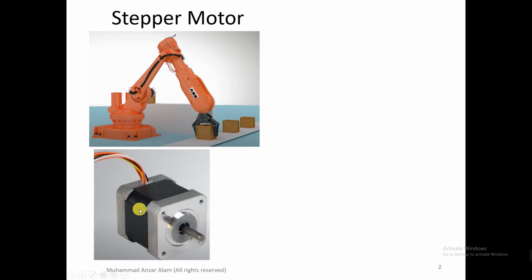The industrial, commercially available stepper motor looks like this one. It has a stator and a rotor inside. The rotor is connected with this shaft. So we connect our load with this shaft, and whenever we energize these stepper motors using these cables, they will start to rotate. It can rotate clockwise. It can also rotate in the anti-clockwise direction.